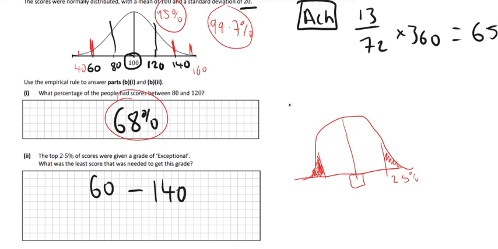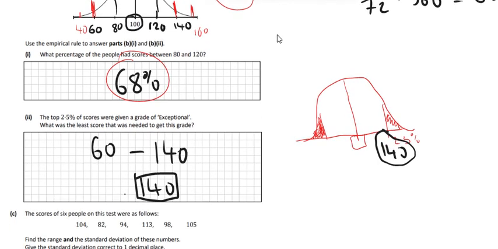Marks or scores or whatever they are. So basically 140 has to be down here, so that has to be 140 there, that point. So anything above 140. So what was the least score that was needed to get this grade? So the answer is 140. So you're using the 95% already.